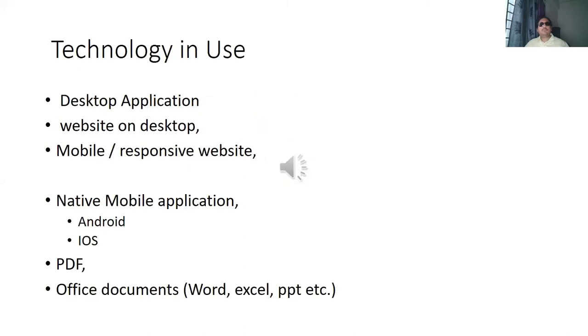Slideshow, slide 10. Technology in use. What is your application about? Is it a desktop application, website on a desktop, mobile or a responsive website, native mobile application, iOS or Android? Does your website or application have PDF documents, Office documents such as MS Word, Excel, or PowerPoint?